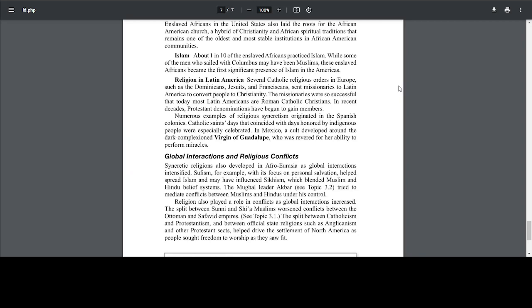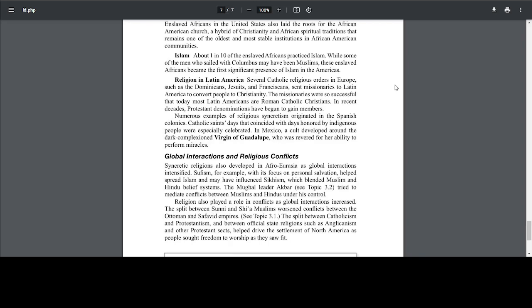Enslaved Africans in the United States also laid the roots for the African American Church, a hybrid of Christianity and African spiritual traditions that remains one of the oldest and most stable institutions in African American communities. Islam. About 1 in 10 of the enslaved Africans practiced Islam. While some of the men who sailed with Columbus may have been Muslims, these enslaved Africans began the first significant presence of Islam in the Americas.